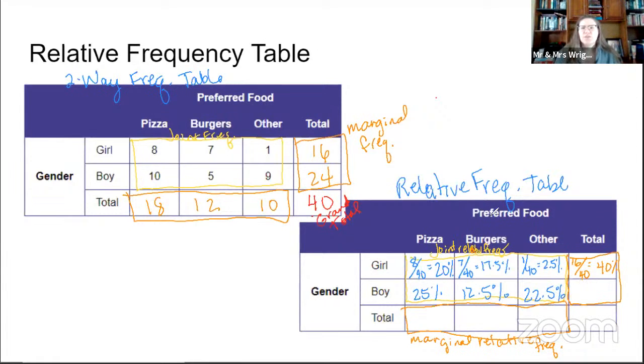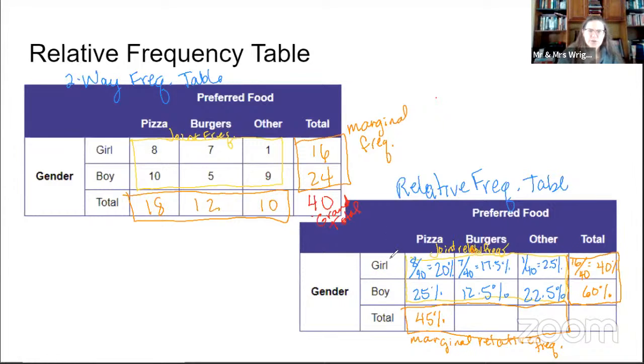And then to get my marginal frequency here, I'm going to take this number 24 and divide it by 40. And I get 60%. Okay. Now, in order to get these marginal relative frequencies, I do the same thing. I'm going to do 18 divided by 40, and I get 45%. And if you added up 20% and 25%, you would get 45%. So that looks like it's going to be very accurate.